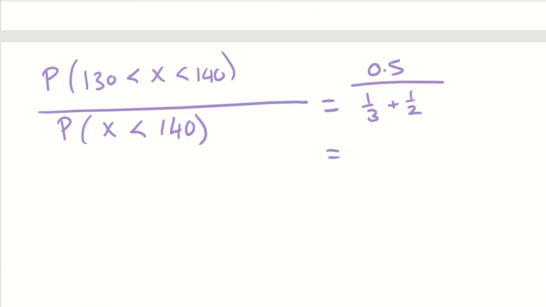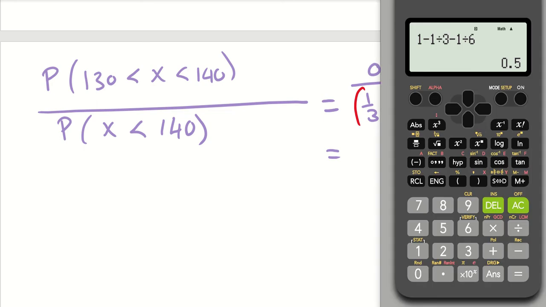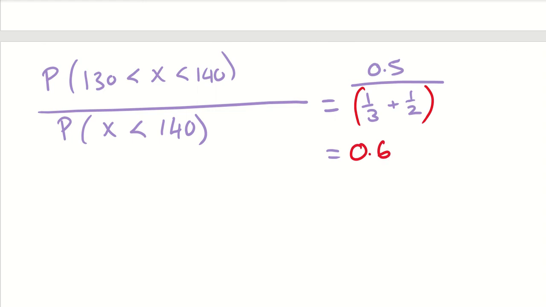And when I put this into my calculator, I'm going to just make sure I put brackets around that so that when I do the division, it actually does it correctly. So I'm going to do 0.5 divided by 1/3 plus a half, which I could have done as fractions, which is 0.6. Or we could write that as 3/5. Okay, so either of those. So there is our answer to this conditional probability for a triangular distribution.